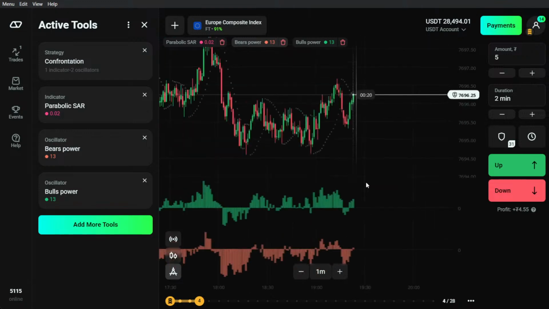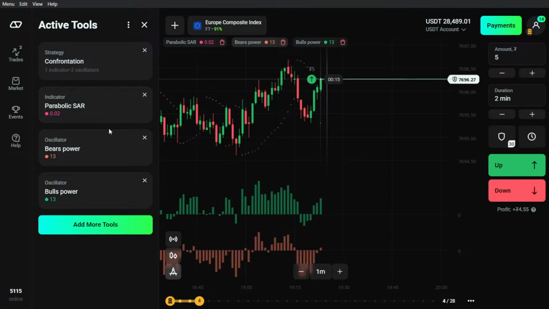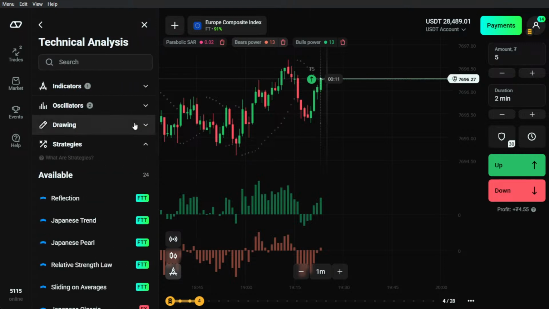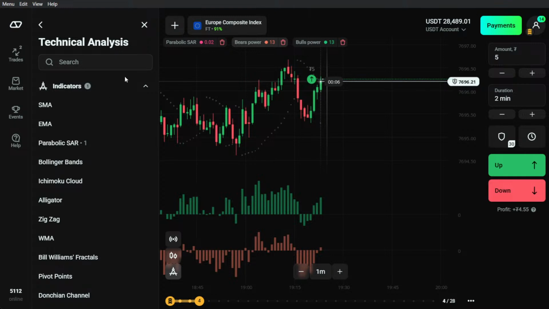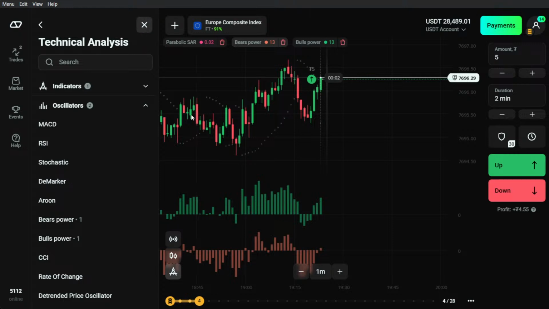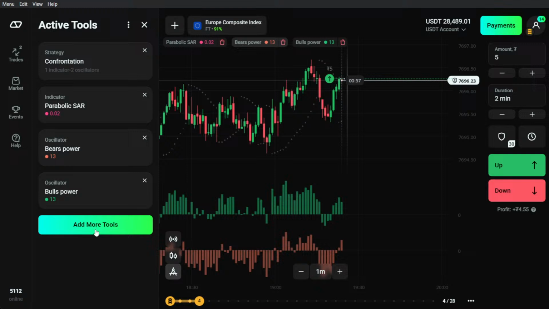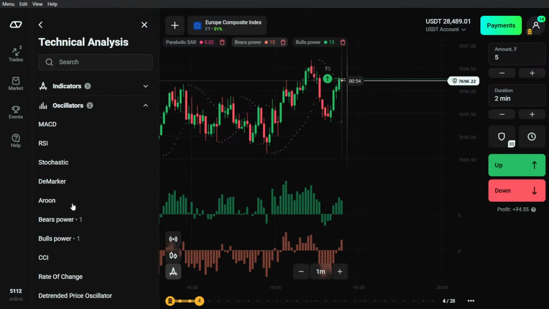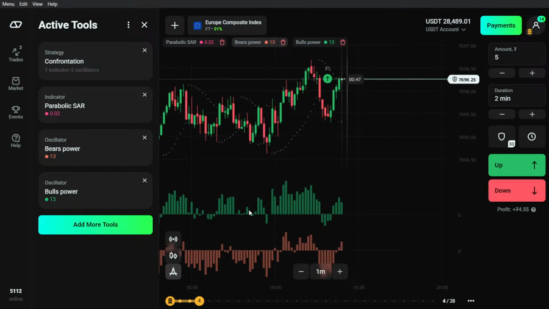Here I did see a flip coming up, so again I've made an uptrend here. So one indicator, parabolic, and 2 oscillators. How will you apply it? When you open the technical analysis section, you will see this. You will go to the indicator, click on parabolic, and then you will go to the oscillators. You will click on bear power and bull power. That will be your confrontation strategy. Now understand, bear power is 13, bull power is 13. That's the default setting, so you don't need to change it.